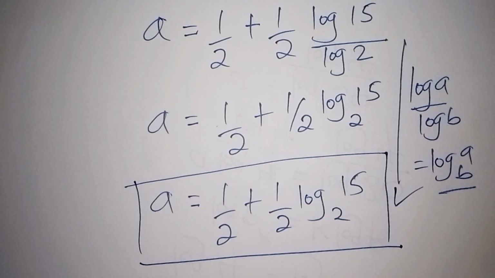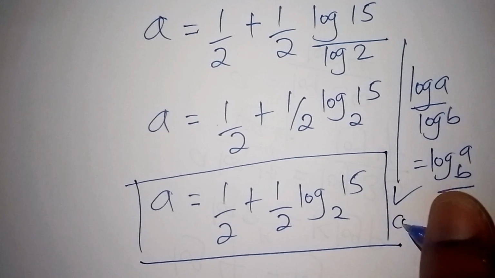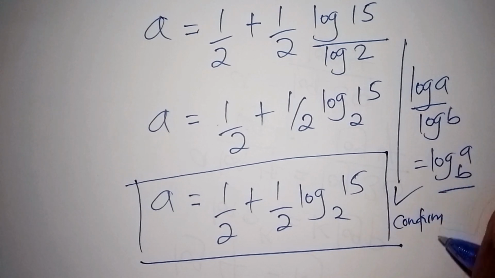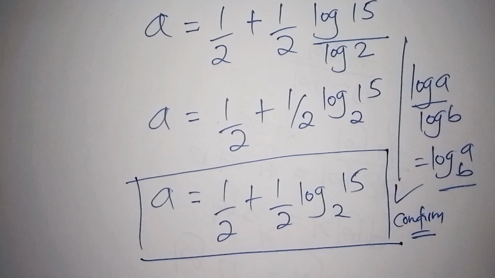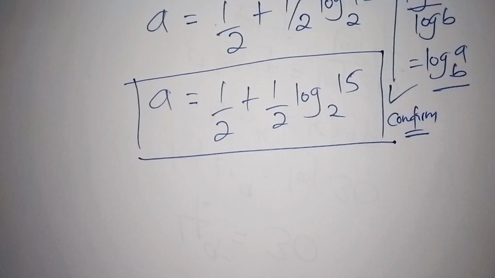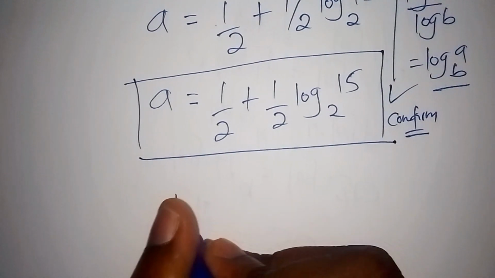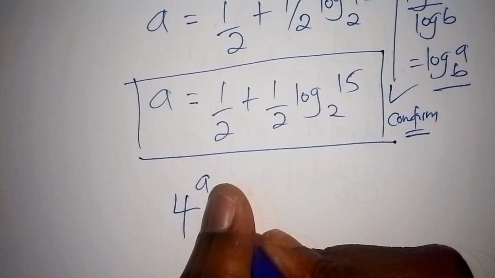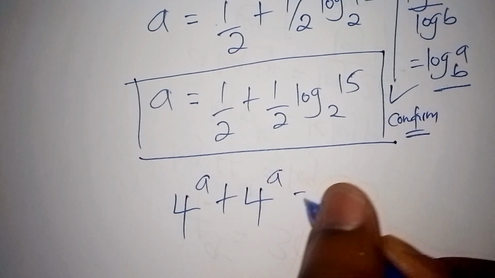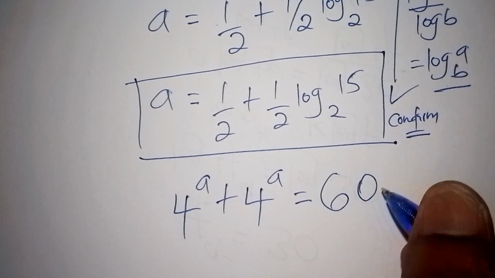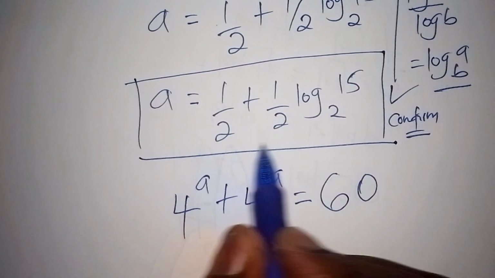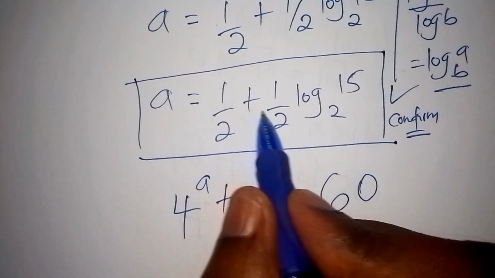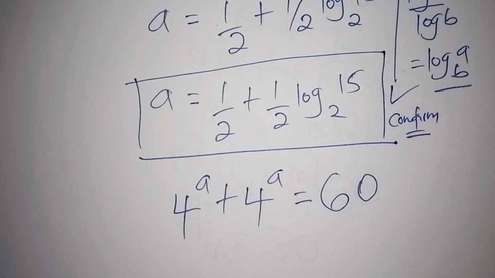If you really worked it out and you got this, you did it in the correct way. So let's confirm it very fast. When we confirm this answer, let's take our equation that we had written earlier. We are trying to work out 4 to the power of A plus 4 to the power of A is equals to 60, where this A we shall replace with a half plus a half the log of 15 to the base of 2.